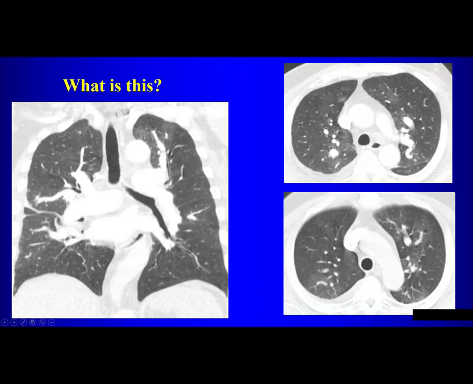Now, we've seen that mosaic perfusion is most commonly associated with air trapping from airway disease. Is that the case here? Is this mosaic perfusion from airway disease? Or is this something else? Something else? Why? Why is this something else? And what is this something else?